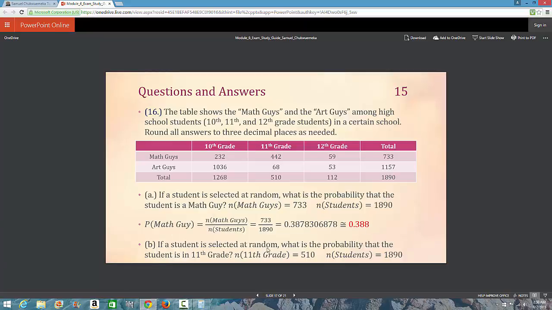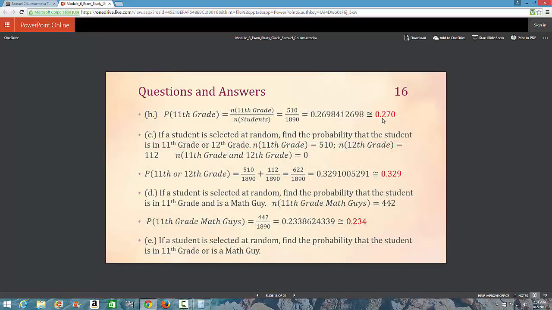B, if a student is selected at random, what is the probability that the student is in 11th grade? So in this case, we're only dealing with 11th grade. And that will be 510 over 1890. That gives you approximately 0.270.